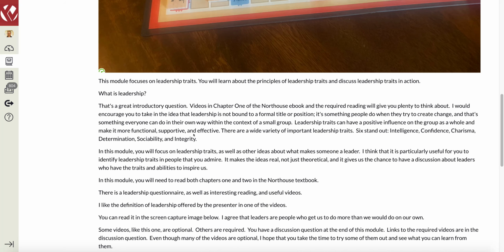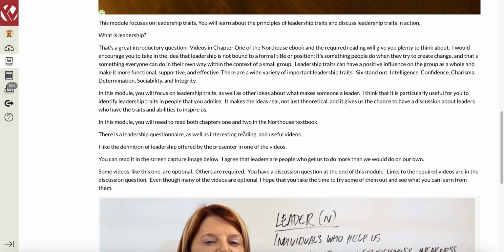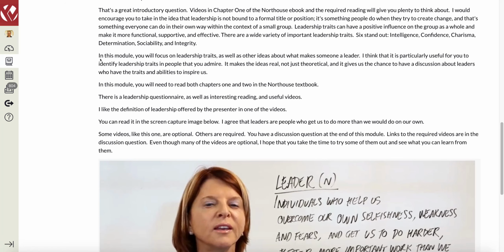Okay, so I'm going to skip ahead here to this section. I write, in this module, you will focus on leadership traits as well as other ideas about what makes someone a leader. I think that it is particularly useful for you to identify leadership traits in people that you admire. It makes the ideas real, not just theoretical, and it gives us the chance to have a discussion about leaders who have the traits and abilities to inspire us.